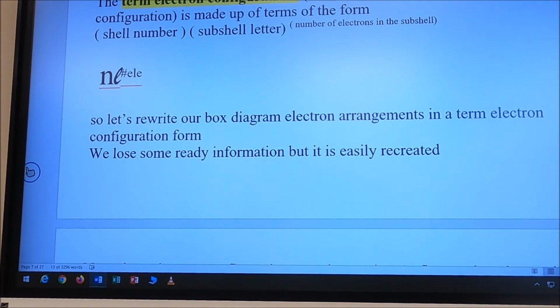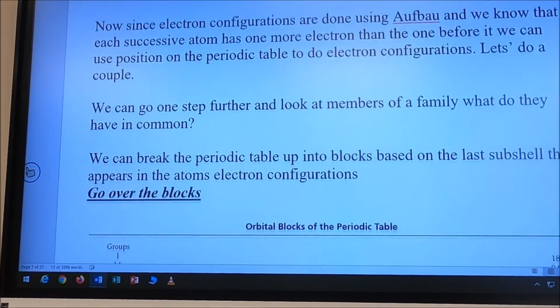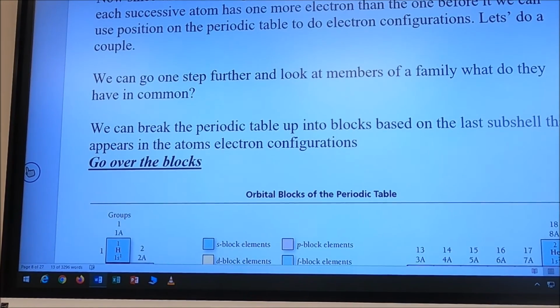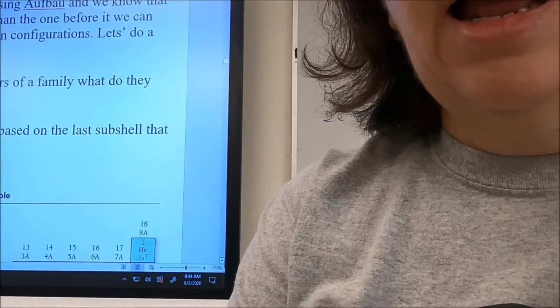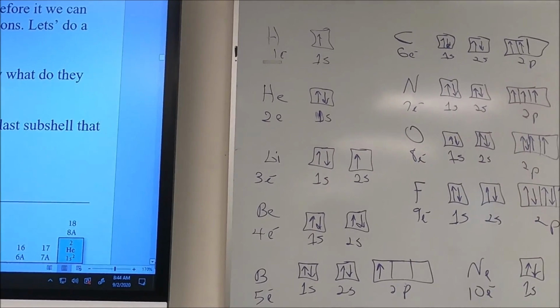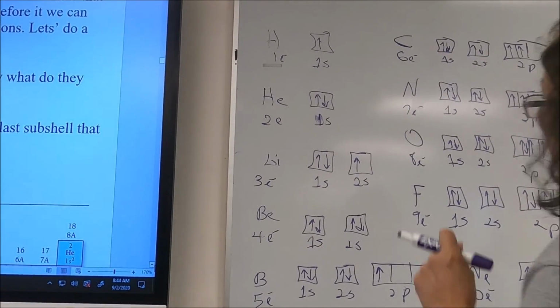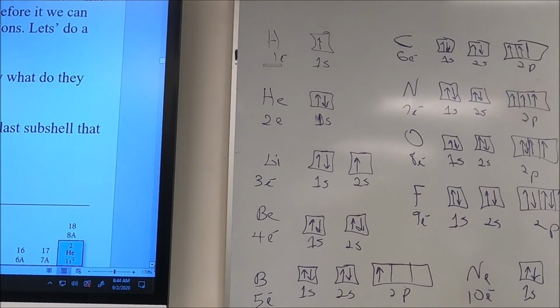So we're going to write some term electron configurations. And we're going to use the Aufbau principle. Okay? Now guys, in a normal situation, I have 3 boards to run around the room writing on. I don't have that right now, so bear with me as I keep sliding you around to look at things. So I'm going to write term electron configurations for everybody up through neon.